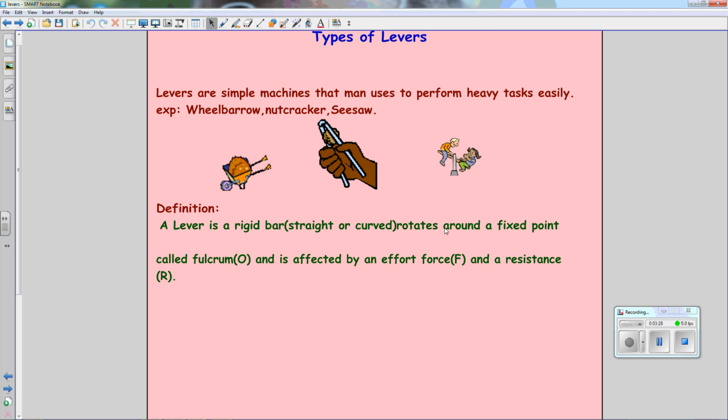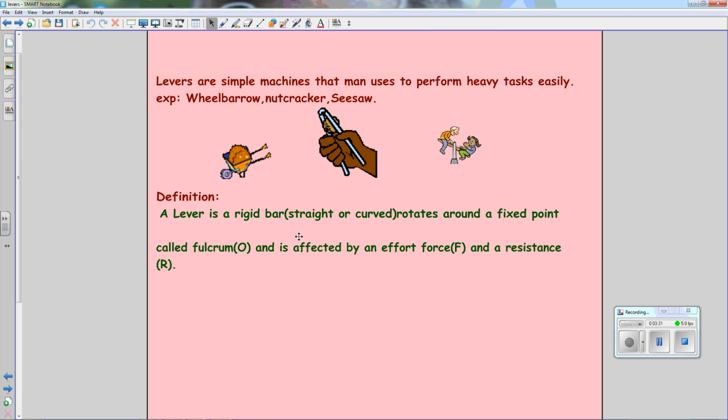So, what is a lever? A lever is a rigid bar, straight or curved, which rotates around a fixed point called fulcrum. You have all noticed the fulcrum in the movie. And it is affected by an effort force and a resistance. The symbol of the fulcrum is O. The effort force is F and resistance is R. So now we know the meaning of a lever, which are simple machines that we use to help us in our daily lives.